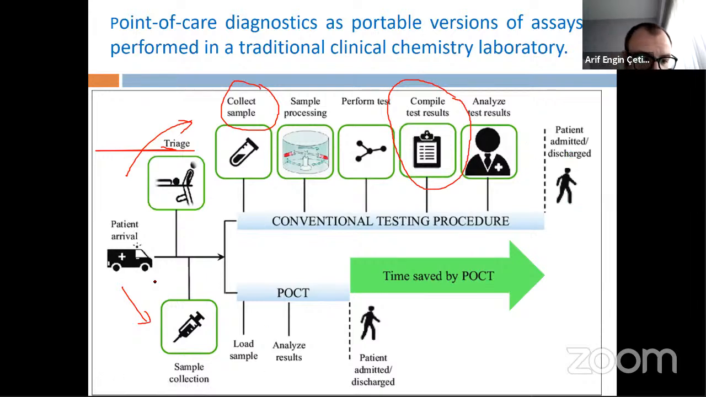In the POCT, on the other hand, you right away collect the sample and load it onto the POCT platform. The POCT platform analyzes, performs the test, and gives you the analyzed result right away. And then either you get a positive result and go to a hospital, or if it is negative, the case is discharged.